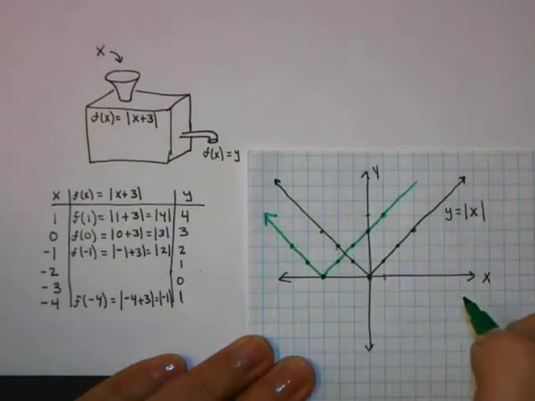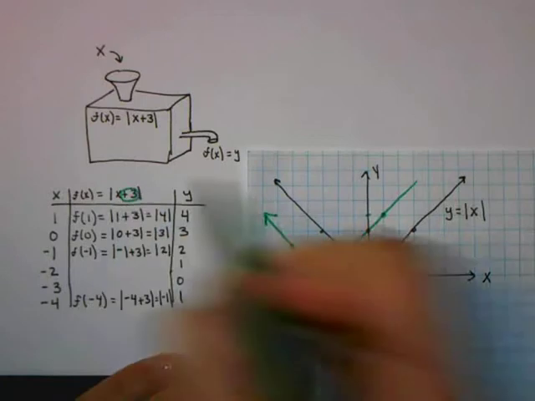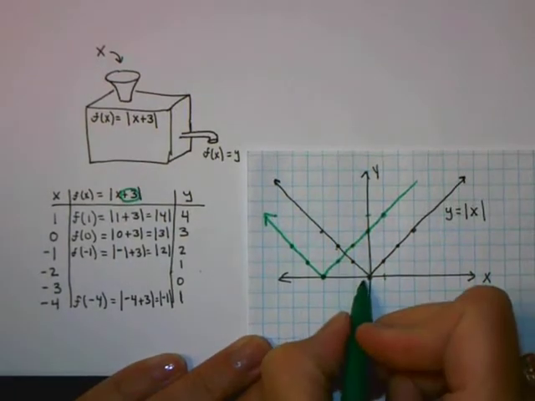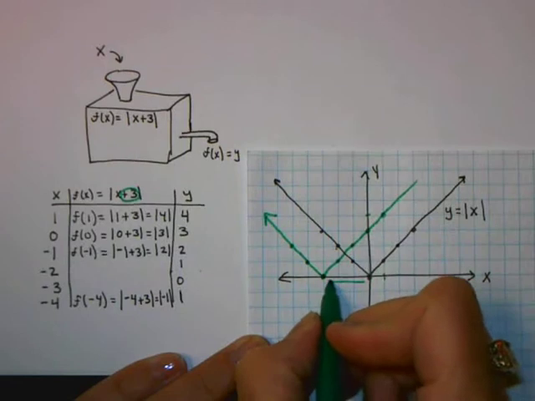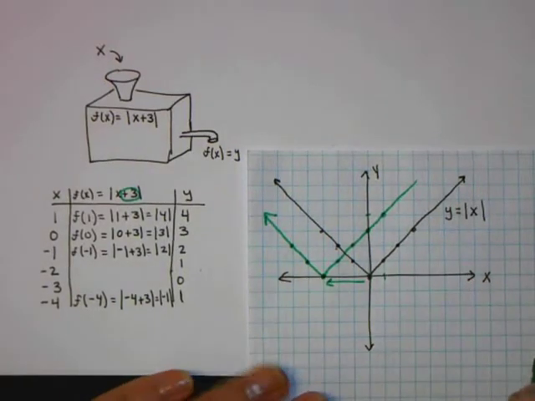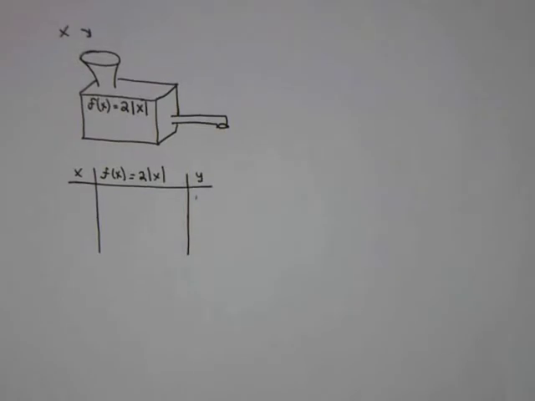So it looks like in this case, this change to our function, where we added 3 inside those absolute value bars, took our whole function and shifted it over to the left by 3. Let's see what happens then when we have some other changes to this function.